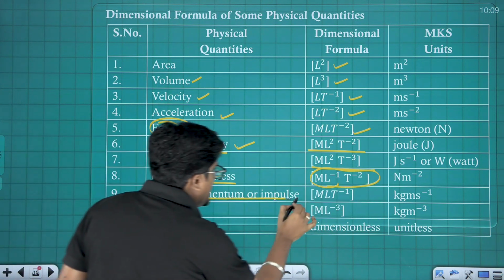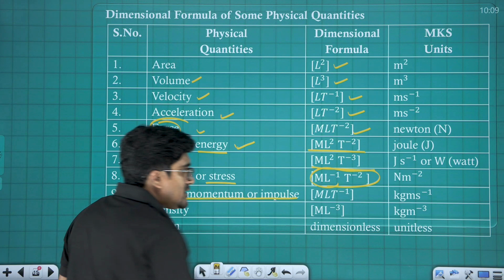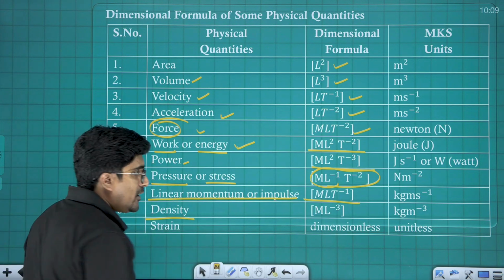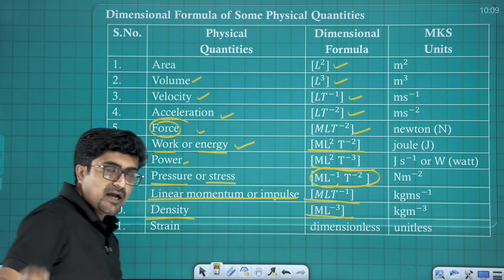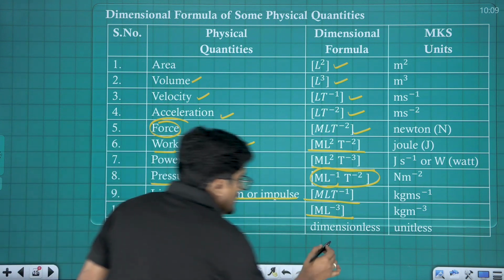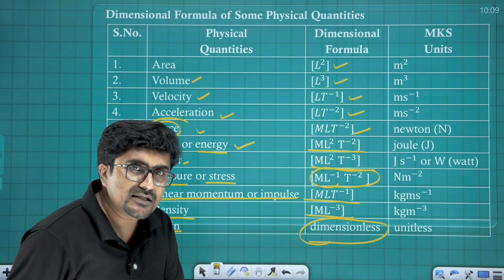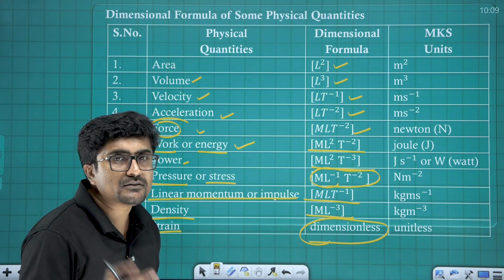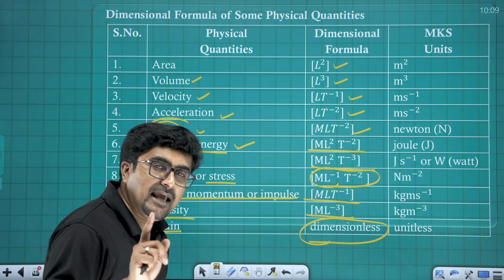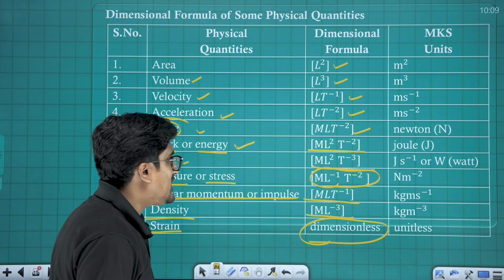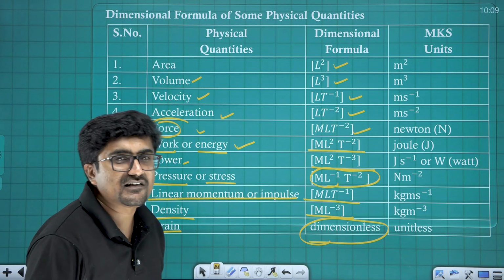Next is linear momentum or impulse, that is mass into velocity, that is MLT raised to minus 2. Next is density, that is mass by volume, that's going to be ML raised to minus 3. And strain, that is a dimensionless physical quantity because strain is change in length upon original length. So length has dimension L and change in length also has the dimension L only. So it's basically a dimensionless physical quantity.